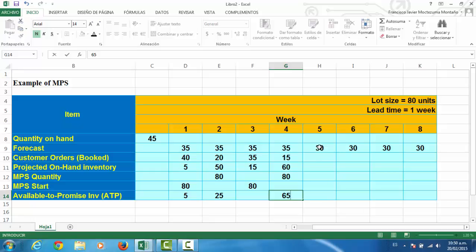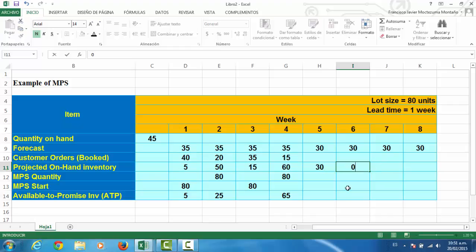Week number 5, we need to supply 30 units, and we have on inventory 60 units. So we supply 30 units, and we will get an inventory of 30 units. Week number 6, we need to supply 30 units. We supply the 30 units, and we will get an inventory of 0 units.